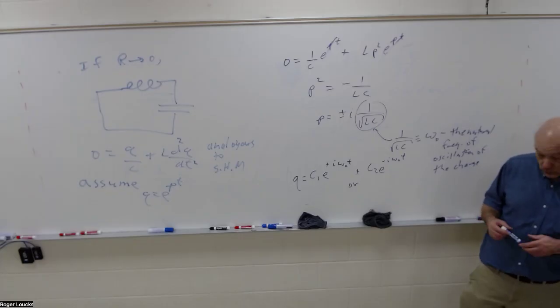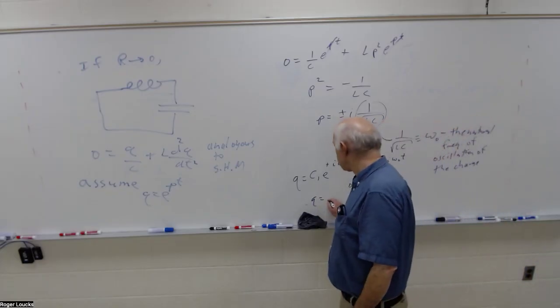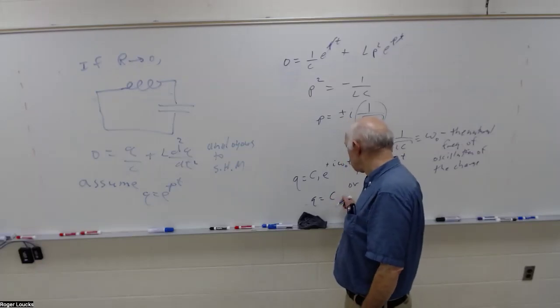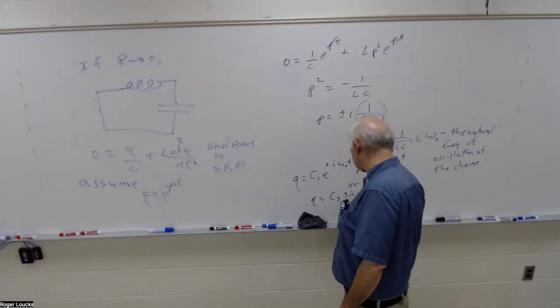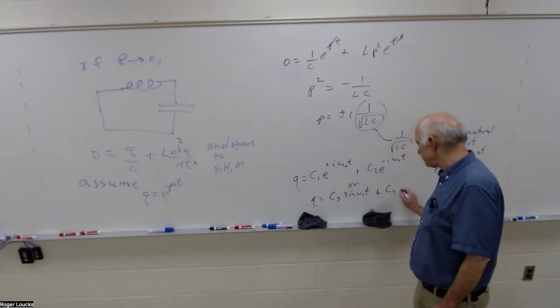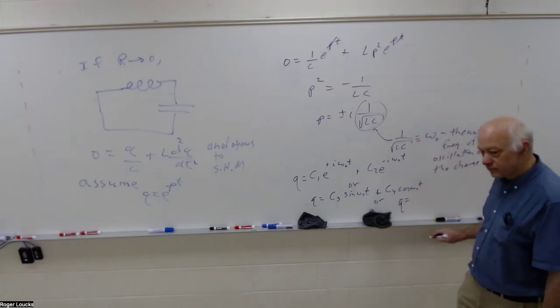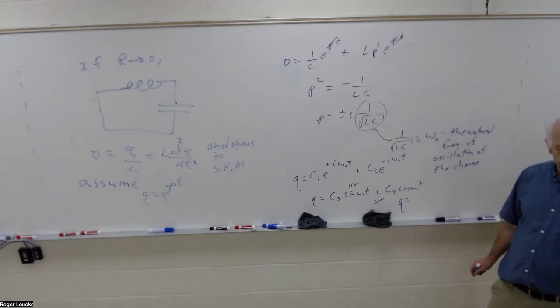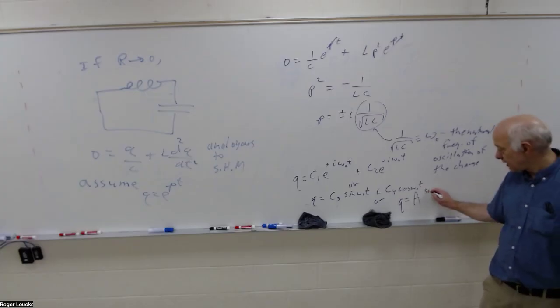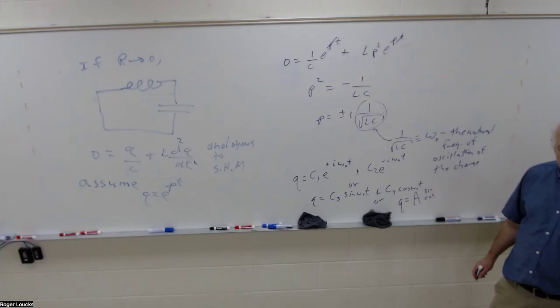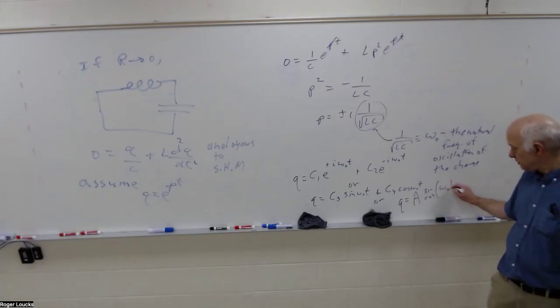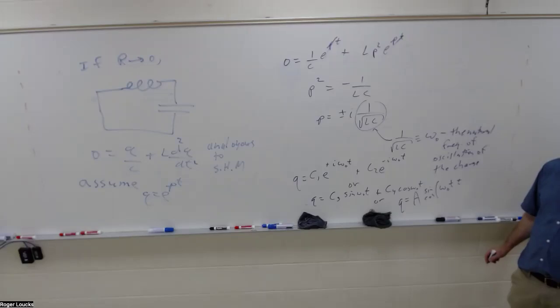Sine and cosine. So I can also say Q is going to be some C3 sine omega naught t plus C4 cosine omega naught t, or Q is some amplitude A, sine or cosine, omega naught t plus or minus some phase angle phi. Okay, pretty slick.